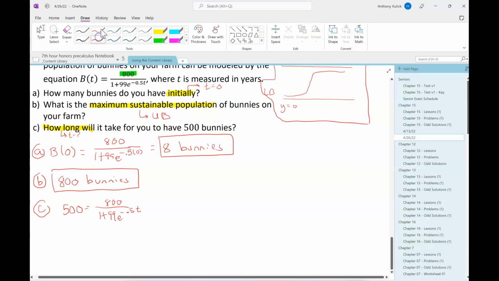I hope you had a big business expansion plan, because you went from 8 bunnies to 500 bunnies in 10 years. It's a lot of manure.